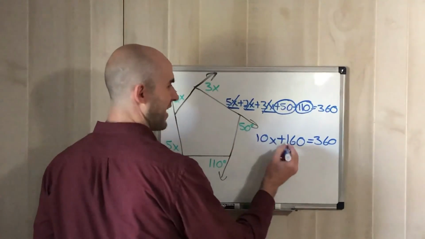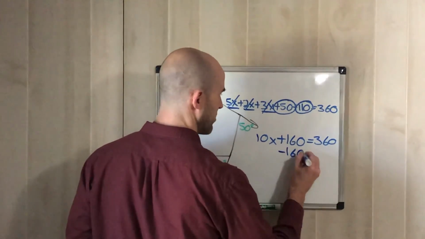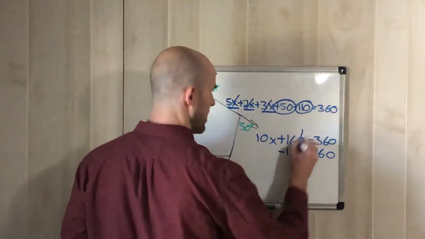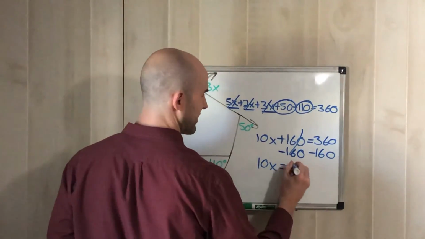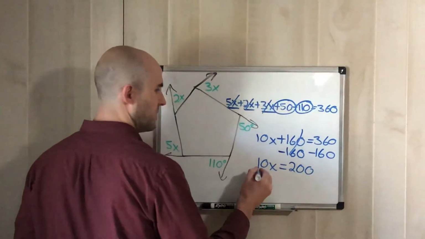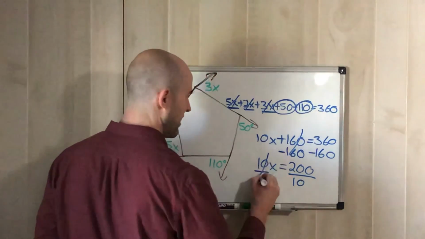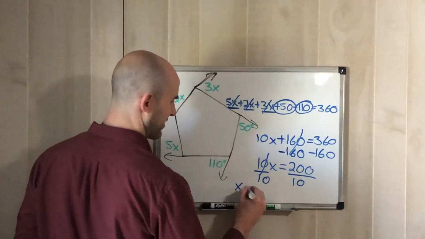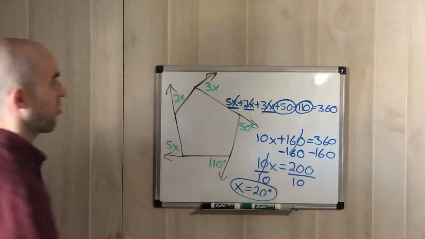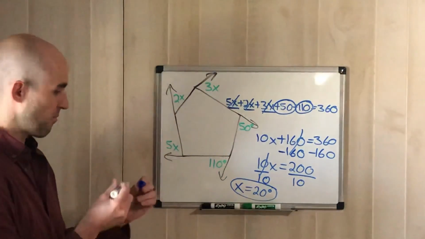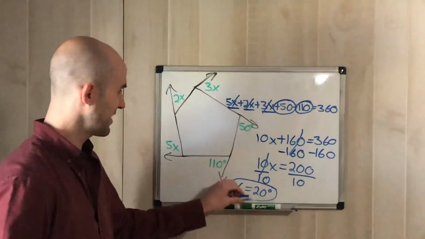Now, in order to solve for x, first let's get rid of that 160. Opposite of addition is subtraction. Subtract 160 from both sides. That gives us 10x equals 360 minus 160, which is 200. Now, opposite of multiplication, division. Divide this by 10, divide this by 10. The 10s cancel out. We're left with x equals 20 degrees. And again, guys, it looks more complicated, same idea. Just always remember, whenever we're dealing with exterior angles, they will always add up to 360 degrees.